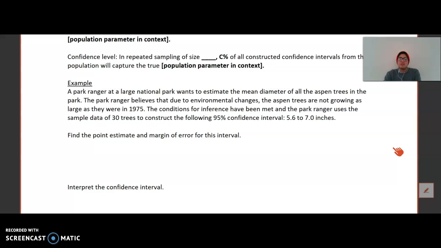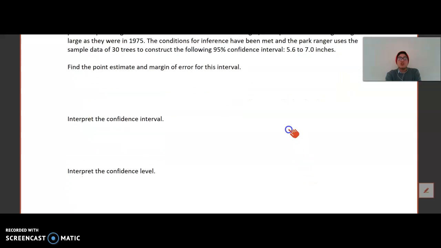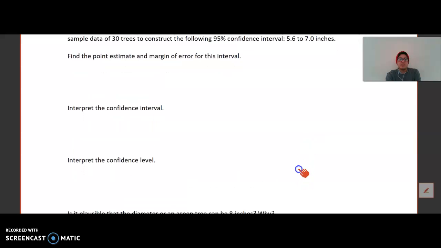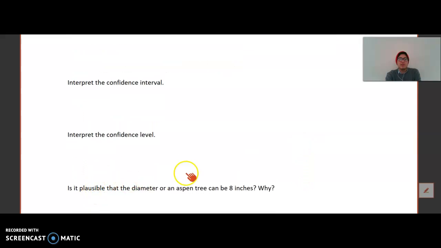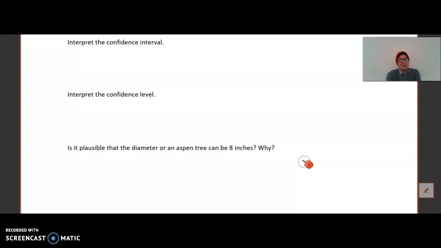The conditions for inference have been met, and the park ranger uses the sample data of 30 trees to construct the following 95% confidence interval, from 5.6 to 7 inches. So here's a few questions for you to try out on your own. Find the point estimate and margin of error, interpret the confidence interval, interpret the confidence level, and then based on our confidence interval alone, is it plausible that the diameter of an aspen tree can be 8 inches wide? Sorry, y'all, a little late when I was typing these notes.